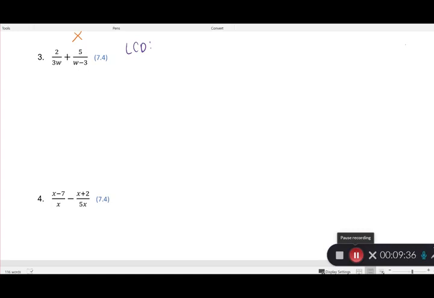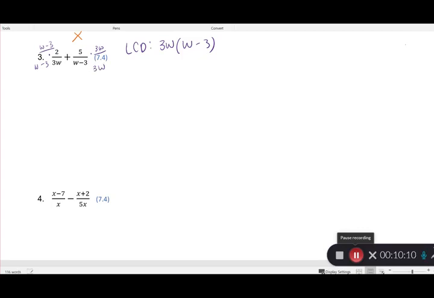Hopefully you see and understand that these two don't have anything in common. They're two different numbers, so the only thing I can do is make it 3w times w minus 3, because they don't have anything in common. They're not factors of each other. I can't just tack on a minus 3 or just do a 3 on the w. I have to multiply the whole things by each other, which means the first one needs a w minus 3 over a w minus 3, and the second one needs a 3w over a 3w.